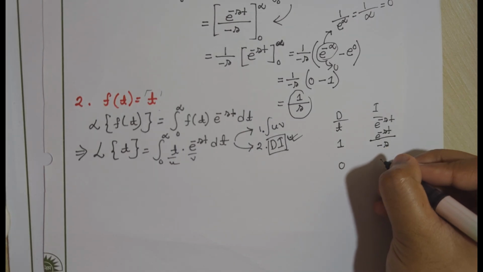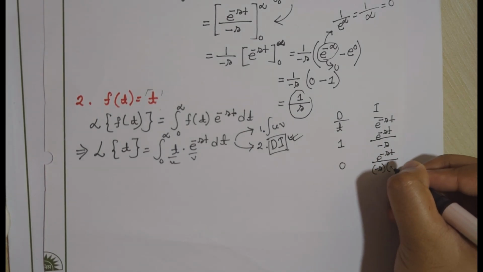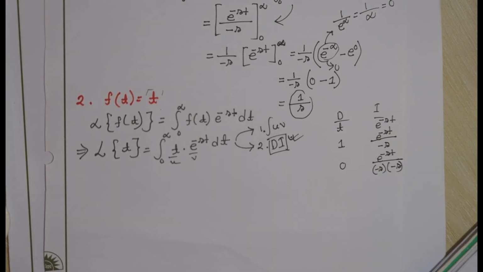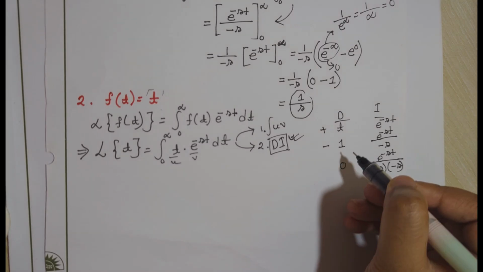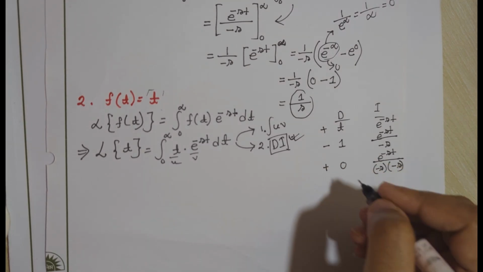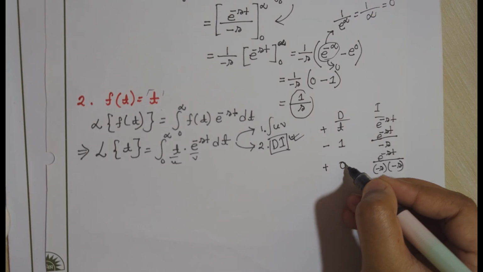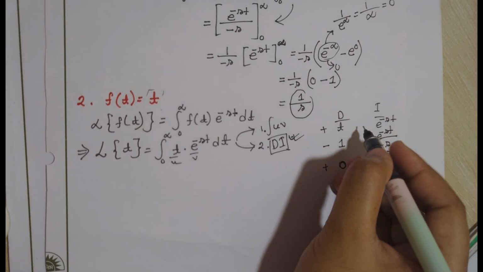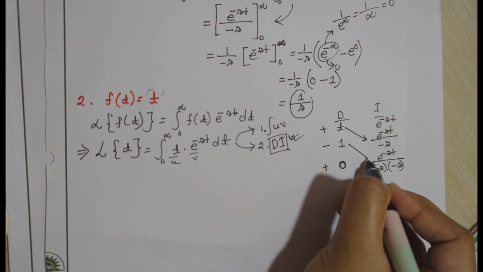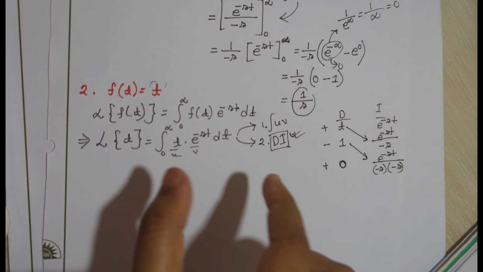or here e to the power minus st divided by minus s into minus s. But here is a formula that the first term will be plus, then the second term minus, then plus, something like this will be continued, and we will stop if we get 0, then we will stop our differentiation and integration. Now we will cross multiply like this, and after multiplying we will put it here.